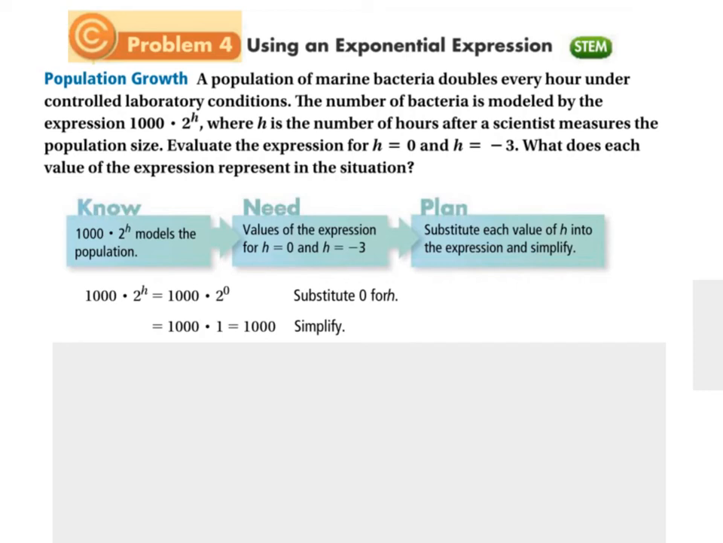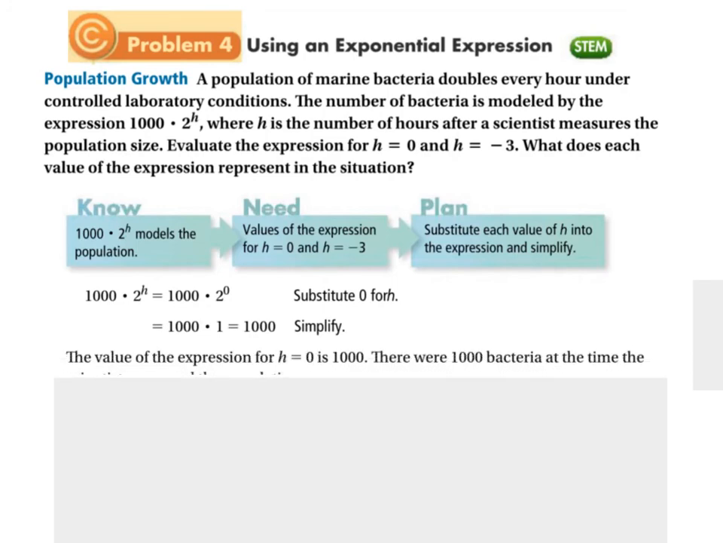What does that mean? That means after 0 hours, meaning right when the scientist measures the population size, there are how many? 1,000 bacteria. Okay, the value of the expression for h equals 0 is 1,000. There were 1,000 bacteria at the time the scientist measured the population.